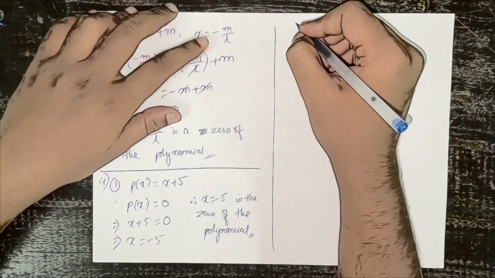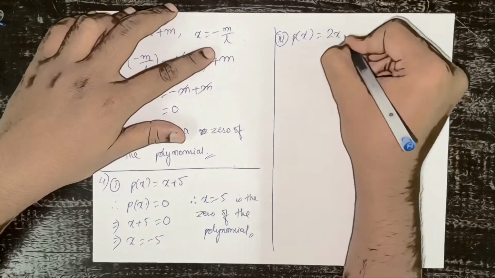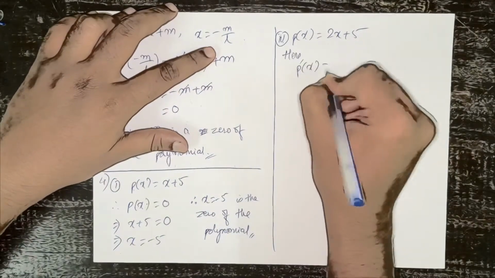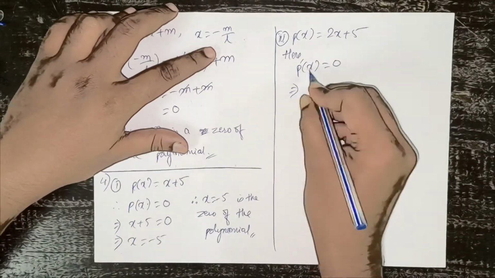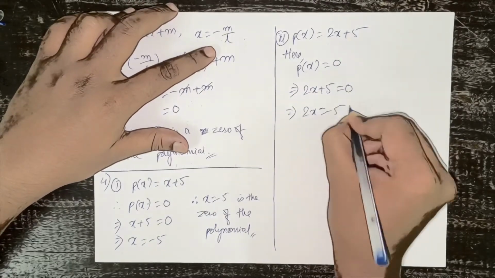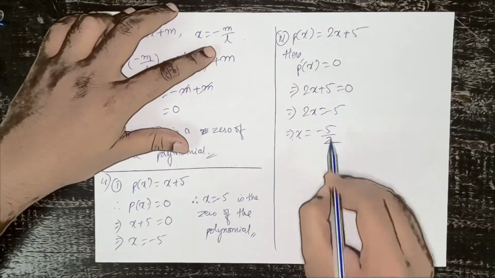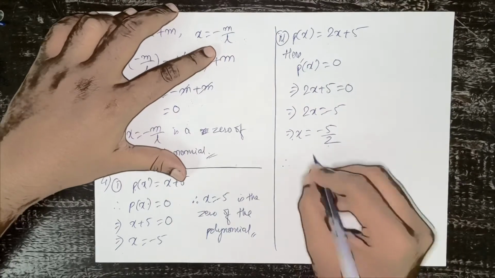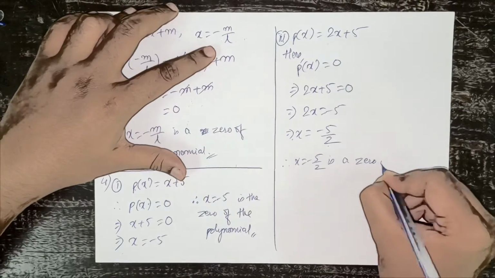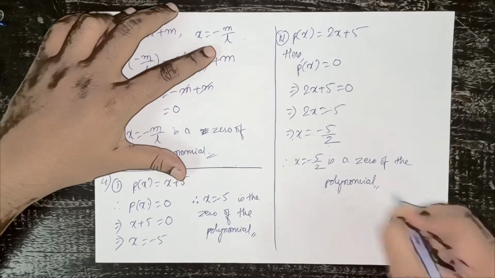Let us try, suppose for example number 3. Here it is given p of x is equal to twice x plus 5. So here p of x will be equal to 0, since we need to find the 0. What is p of x? It is twice x plus 5 equal to 0. So it means twice x is equal to minus 5, x equal to minus 5 by 2. So when x is equal to minus 5 by 2, p of x becomes 0. Therefore x equal to minus 5 by 2 is a 0 of the polynomial. And that's how simple it is.